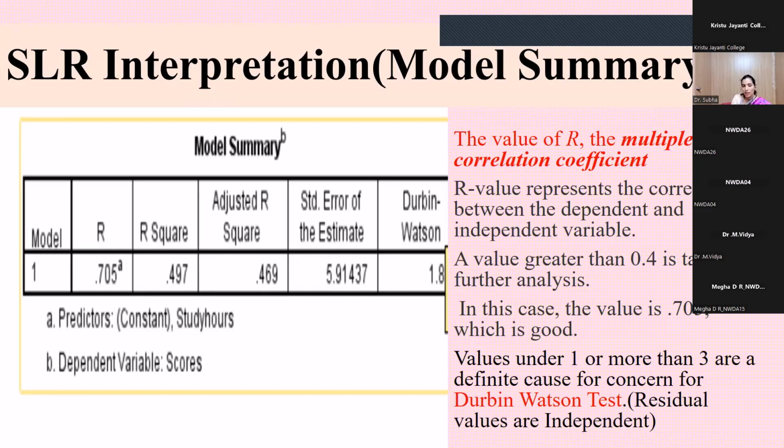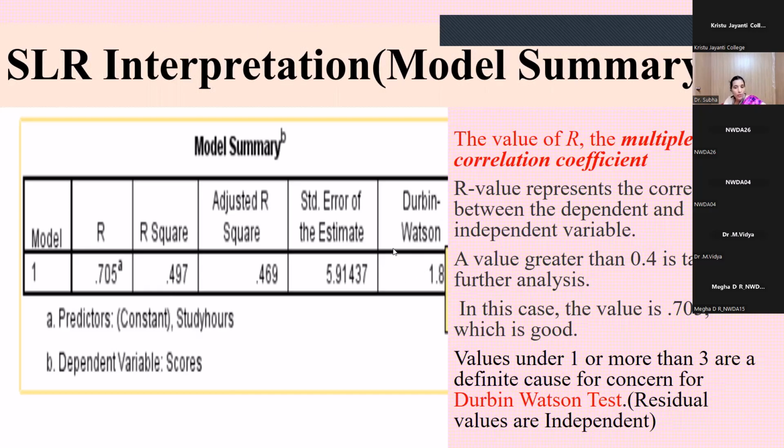One is the model summary. In the model summary, you are going to interpret the R value and the R square value. So the R value, what I told you: if the R value is greater than 0.4, it's well and good. You can take it for further analysis, because there is a very good correlation between the 2 variables. In this study, the value is more than 0.4, which is quite good.